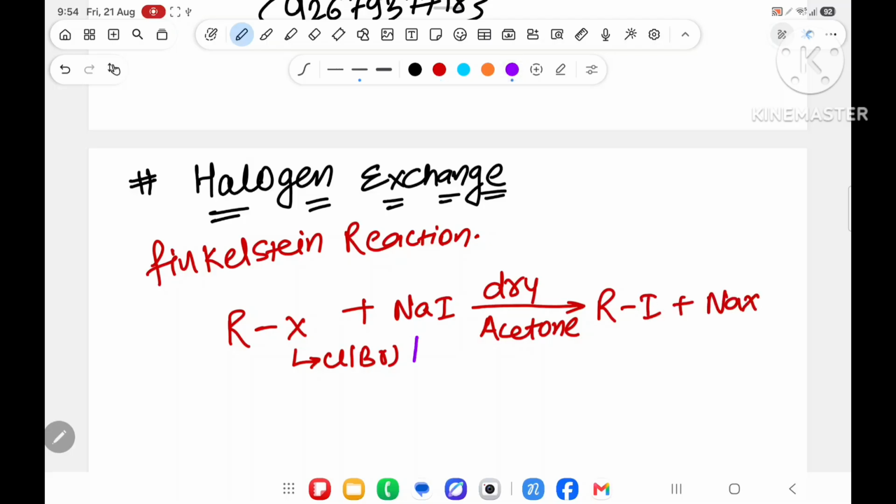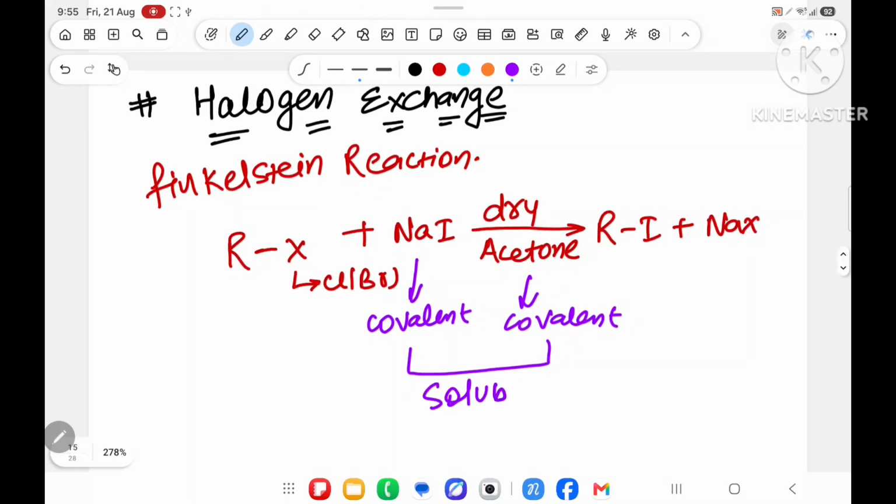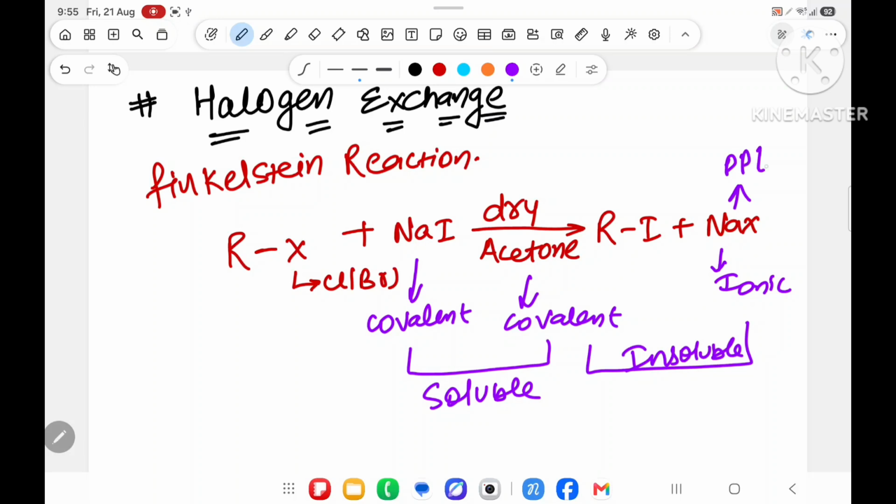If you see, it is a covalent bond. It is also a covalent compound. Covalent compound, like dissolves like, so it is soluble, but NaX is ionic, so it is insoluble, and as it is insoluble, it will make a precipitate. Understanding? So it is a precipitate. Why precipitate? Because the covalent compound is soluble, so it will react and form RI, but NaX is ionic, insoluble, so it will not be formed in solution. So first we have seen each and everything.